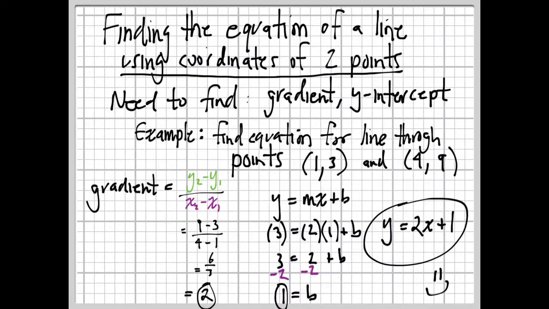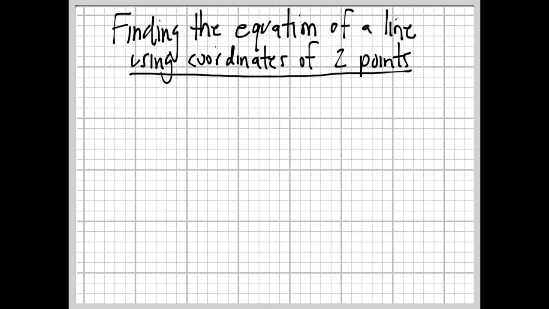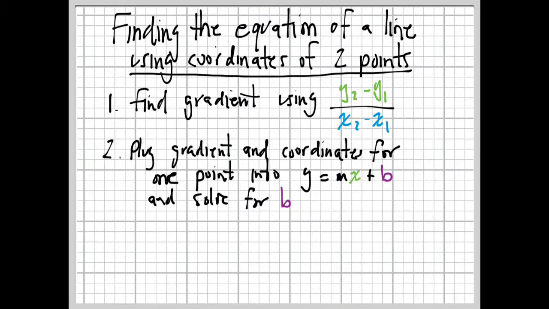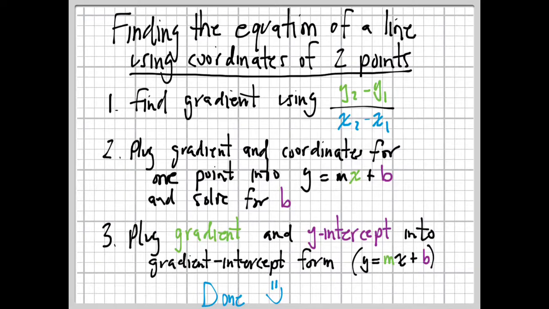It's a simple set of steps that I can write out here for you right now. So for finding the equation of a line using coordinates of 2 points, the first step is to find the gradient using that gradient formula, y2 minus y1 over x2 minus x1. The second step is to plug the gradient and the coordinates for one point into gradient intercept form, y equals mx plus b, and solve for b, so you find b. Next, you plug that gradient and y-intercept into gradient intercept form, y equals mx plus b, and that's your equation.